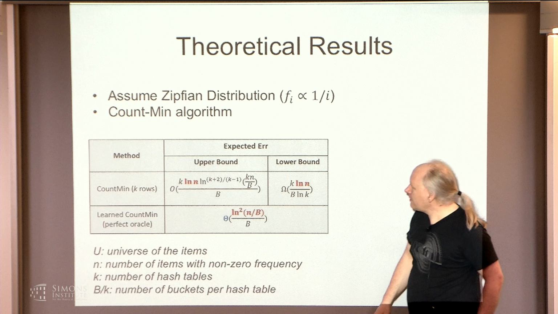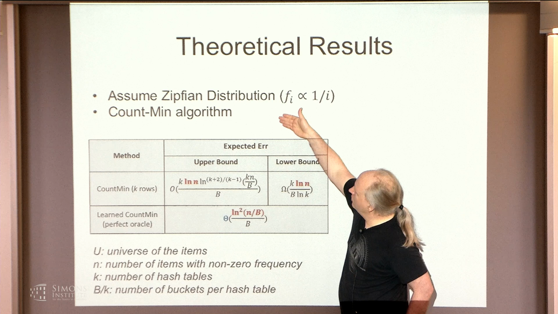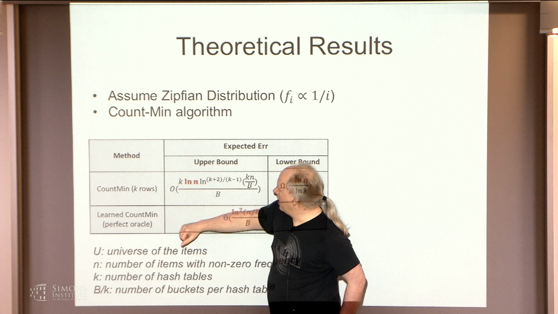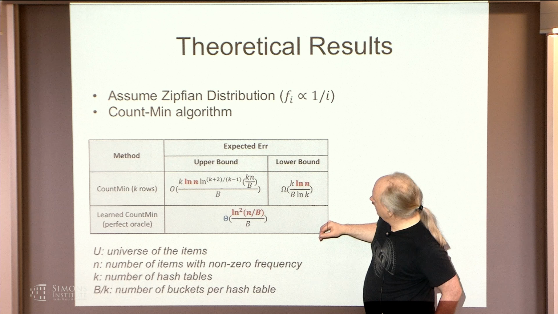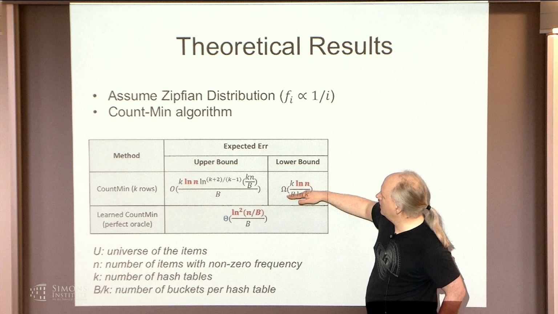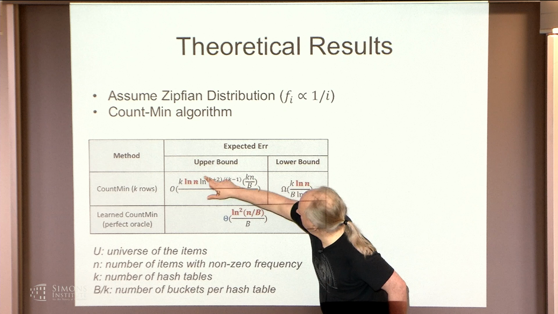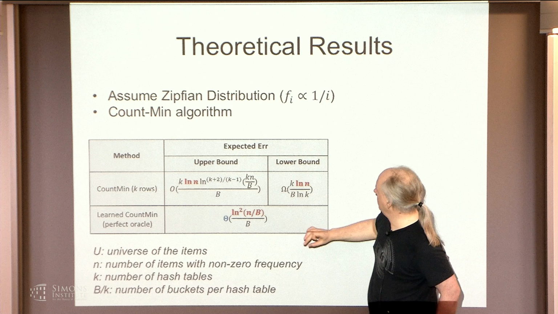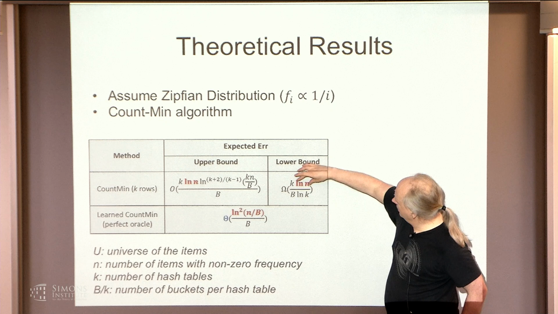So in this case, this is a fully described situation. The algorithm is well defined, so we can compute the expected error. And these are the results that we got. So for the count mean, using K hash tables, we did not manage to get exactly the asymptotic order of the error, but we got upper and lower bounds. And they differ by this factor here, which, for k large enough, is essentially log n, log of n over b. Actually, that's important. So here you have a log n, here you have log of n over b, here you have also log n. So for this original algorithm, here you have log n.